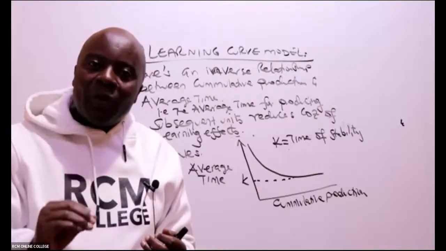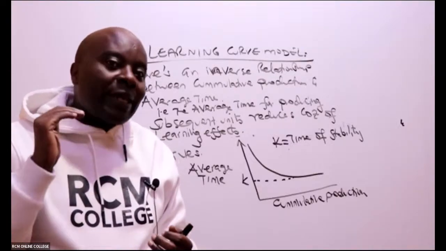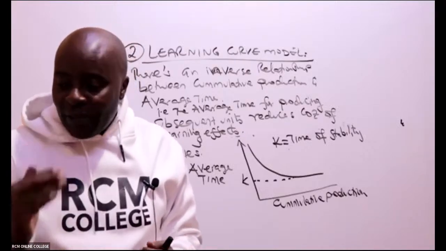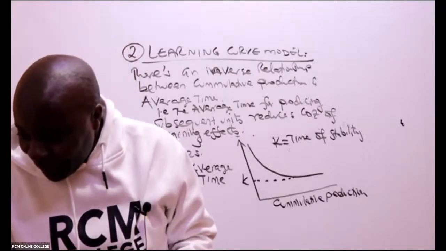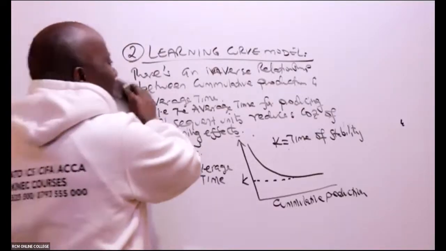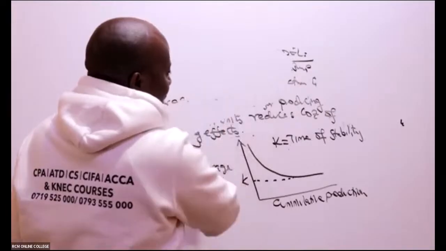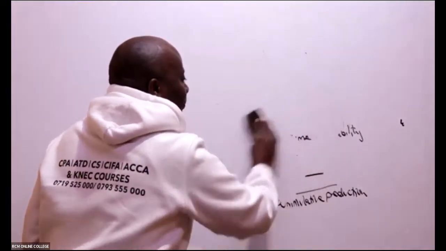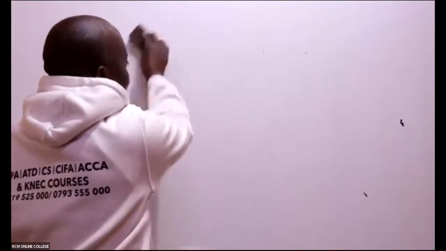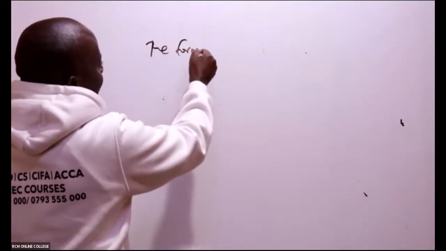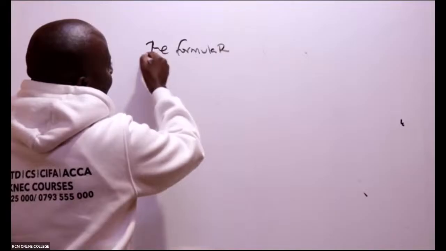But ladies and gentlemen, this learning comes with subsequent units, especially if you're producing very similar tools, very similar goods. Now, as we go to our past paper, what are we supposed to be knowing about this learning? What you're supposed to know is the formula. Once you appreciate the formula, then you are done.